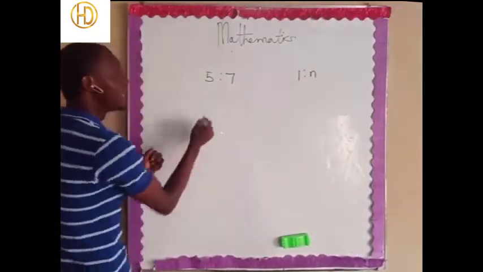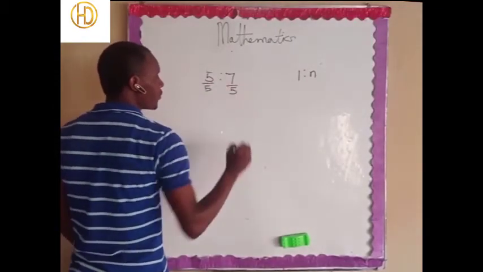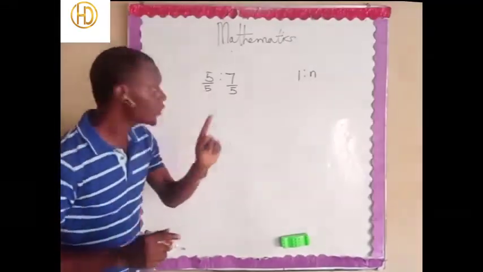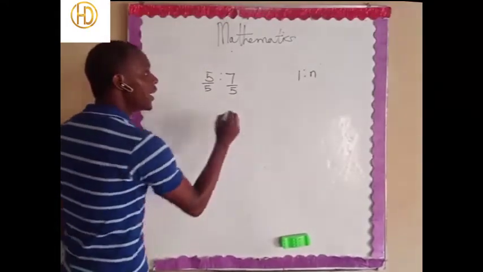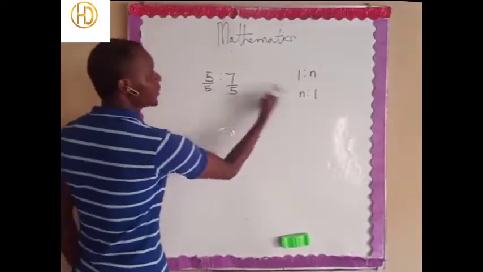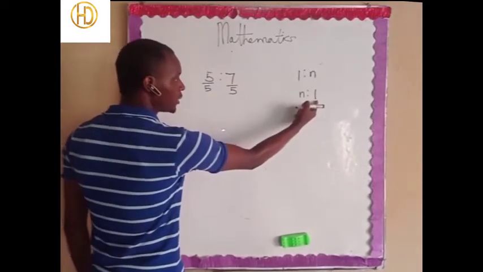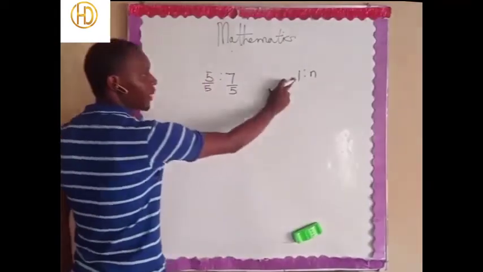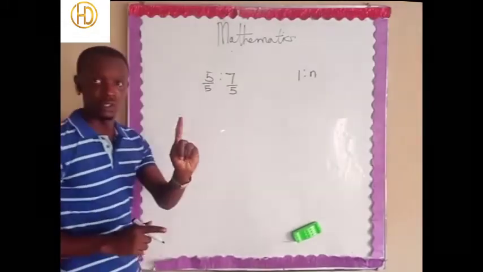How do we do that now? We divide both sides by 5. Question: why 5? Because I want to reduce this 5 to 1. In other words, if it had been n:1, that means I would have divided both sides by 7. So that will give me 1 here, which will correspond to this. Since the question is concerned about this 1, which corresponds to this 5, divide both sides by 5 to reduce it to 1.